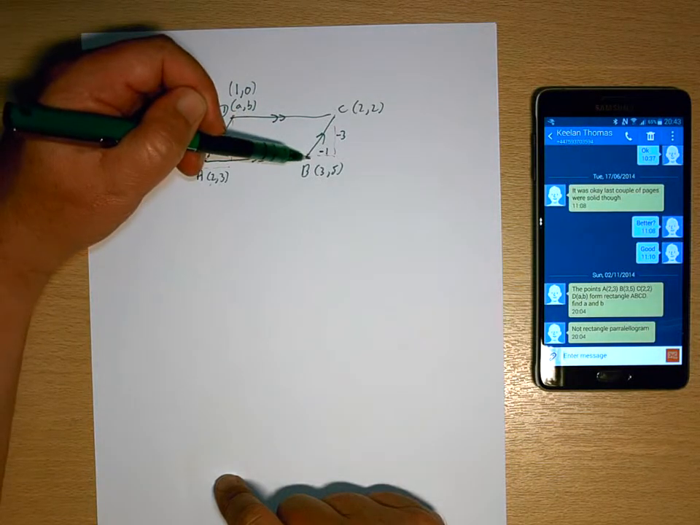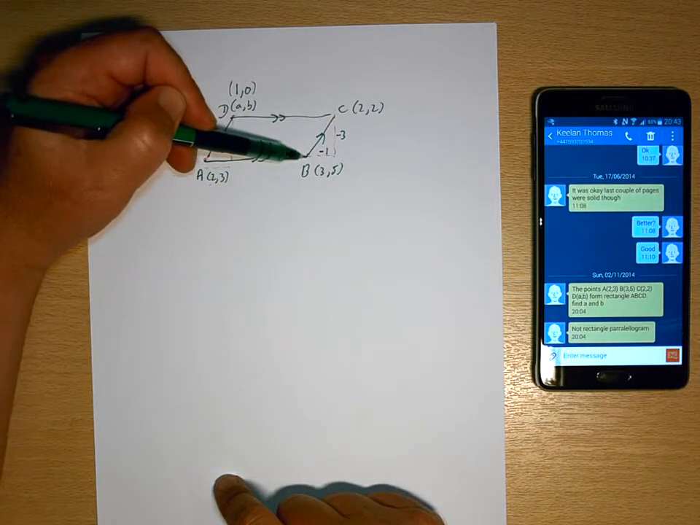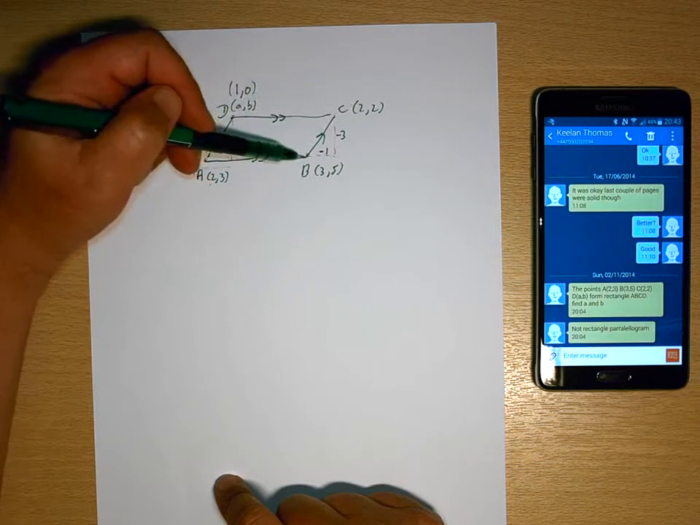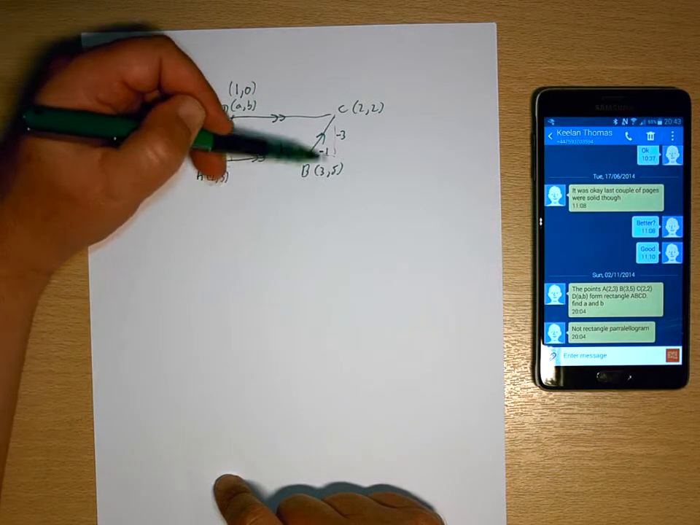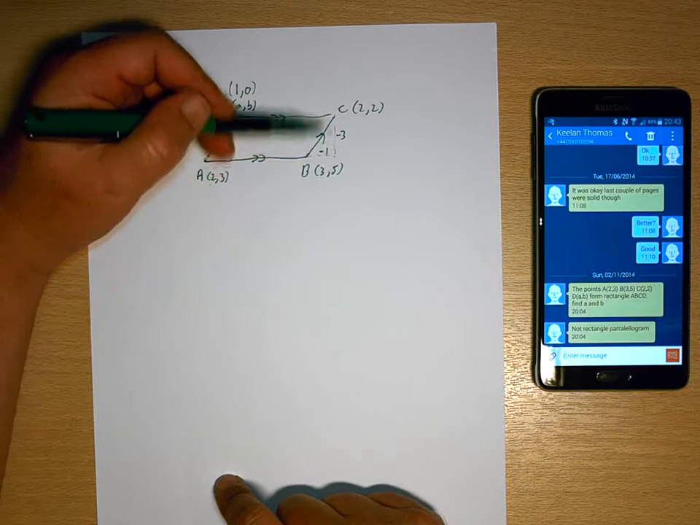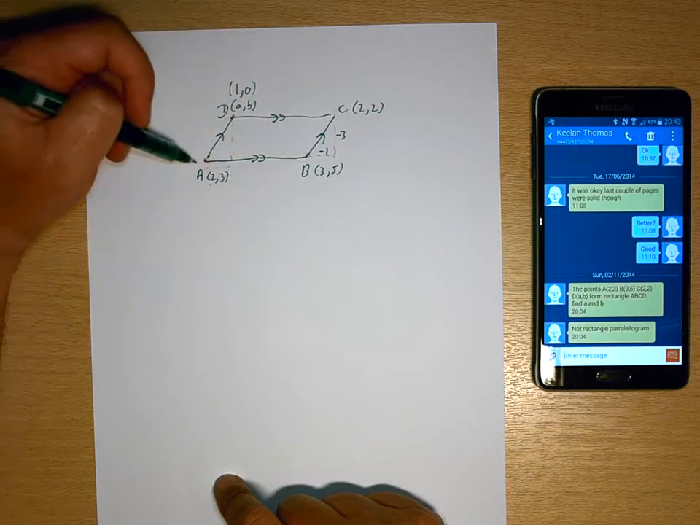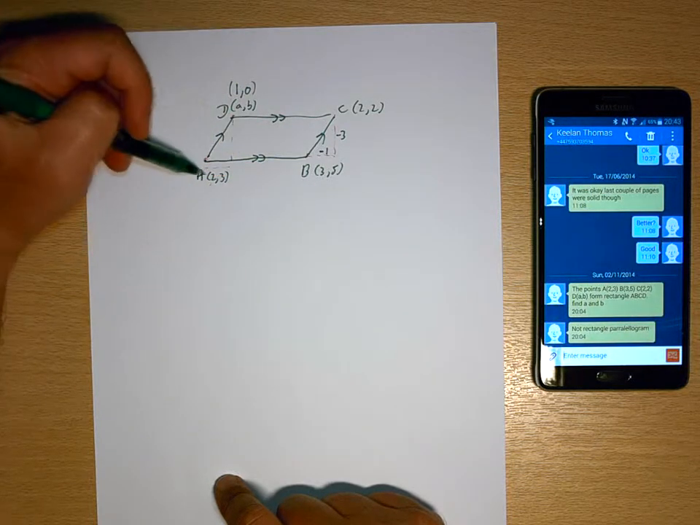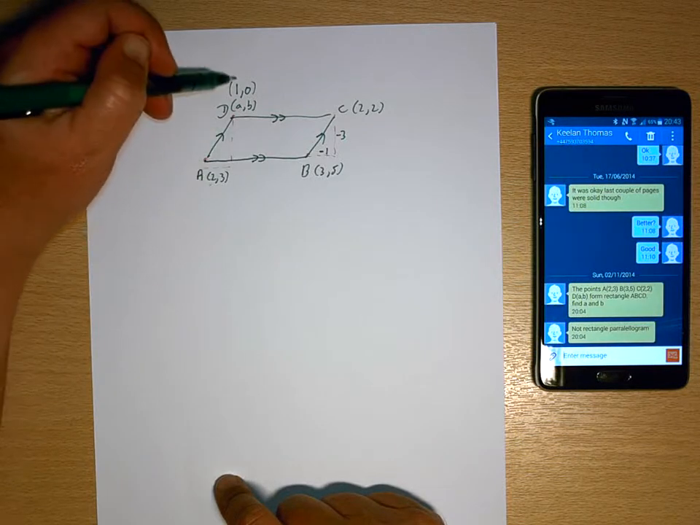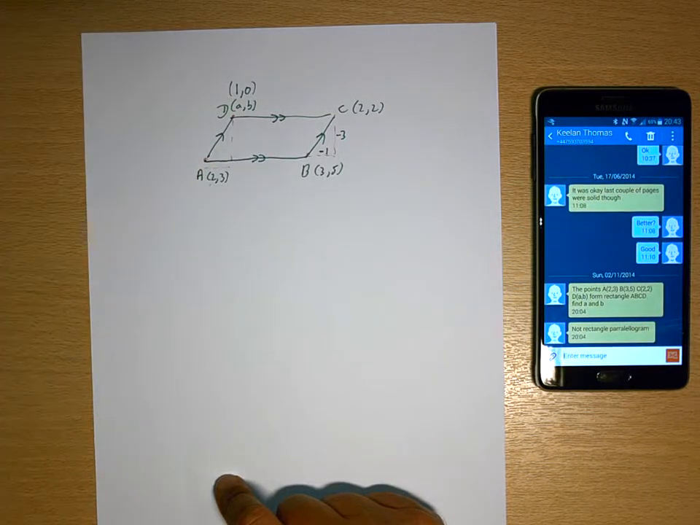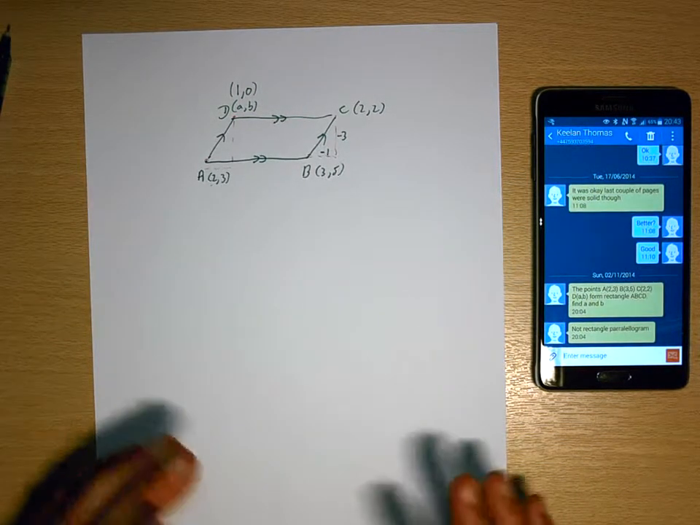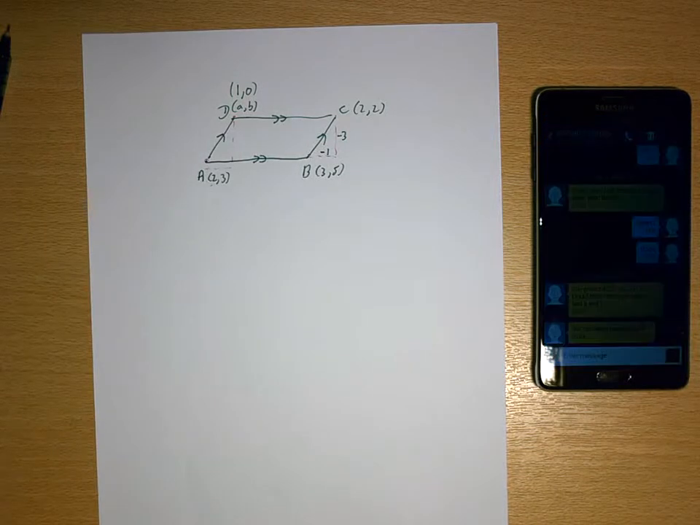So to go from B to C, you're going from 3 to 2, so you're going down 1, and then you're going from 5 to 2, which means you're going down 3. So to go from A to D, you've got to go down 1 to 1, down 3 to 0. See if (1, 0) is the right answer. If it is, that's what you've got to do. If it isn't, then I'll have to think about it again. Let me know.